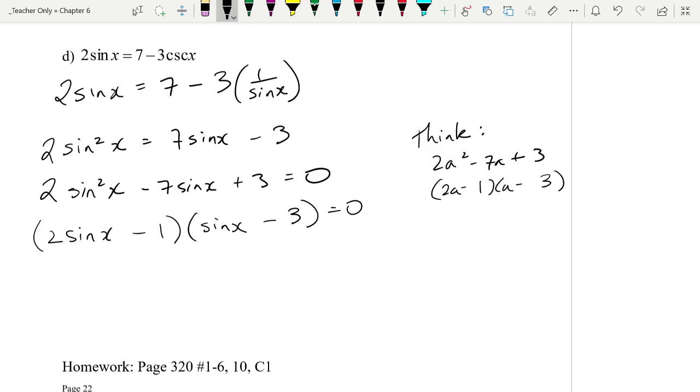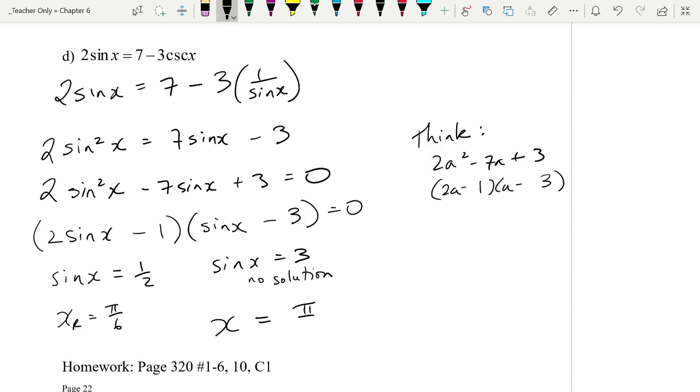So there we go. Sine of x equals 1/2. Sine of x equals 3. You have no solution because you can't have a sine value bigger than 1. But that one, of course, would be, let's see, so my reference angle for 1/2 is pi by 6. And what's my range again here, or my domain here? I have to go all the way up to 2 pi. So my final answer for x is pi by 6, and then sine is positive here and here. So the other answer I want is 5 pi by 6.